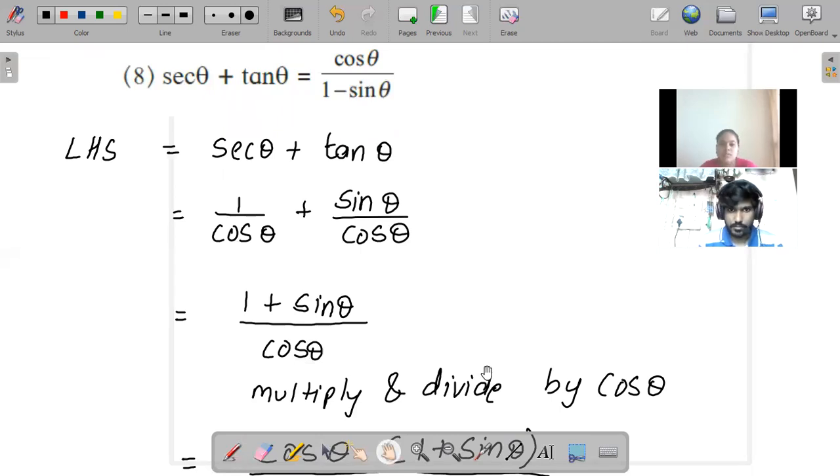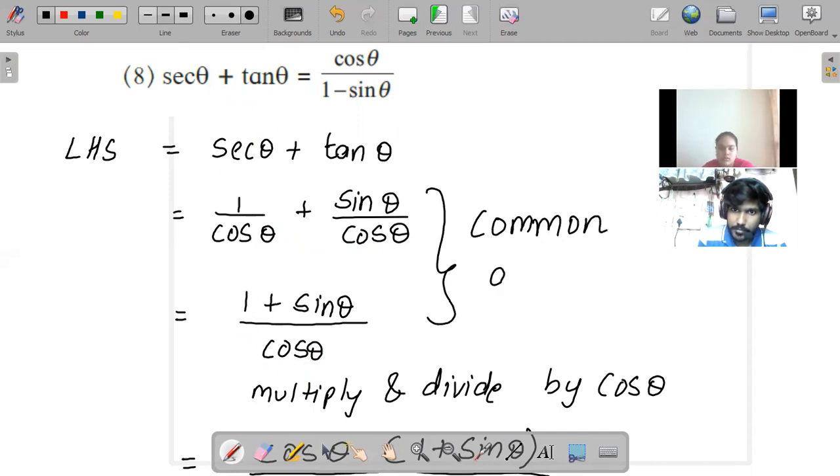You did cross multiplication, right? No. Here cross, here no. Here if you see, the denominators are same. Cos theta is taken common, and then you multiplied it by cos. Yes, I'll write here common denominator.